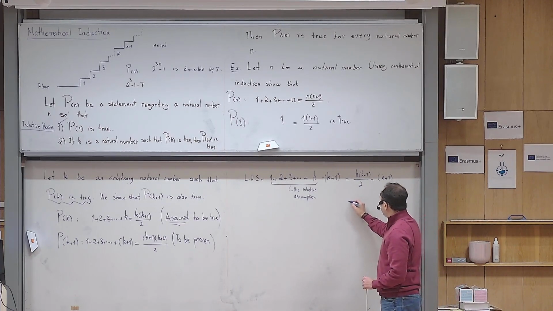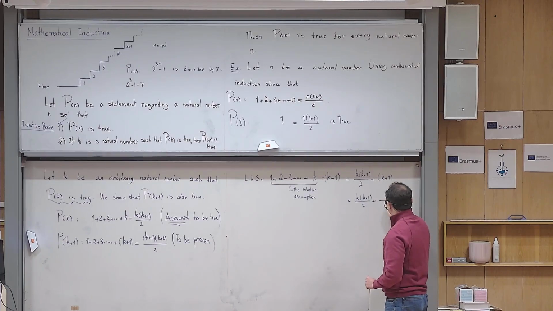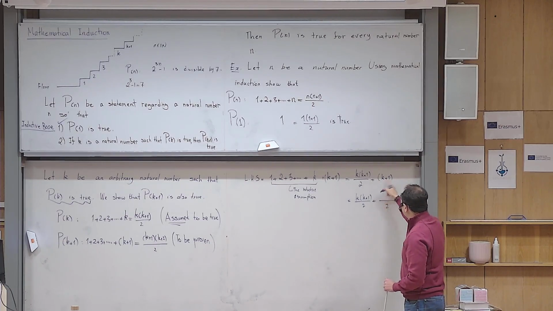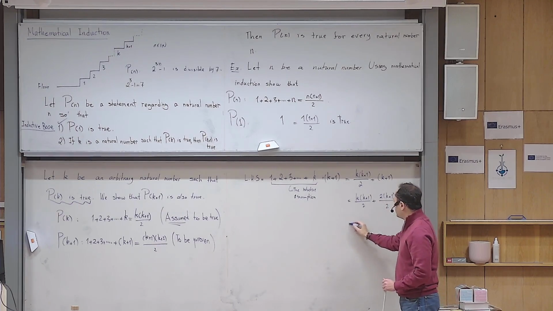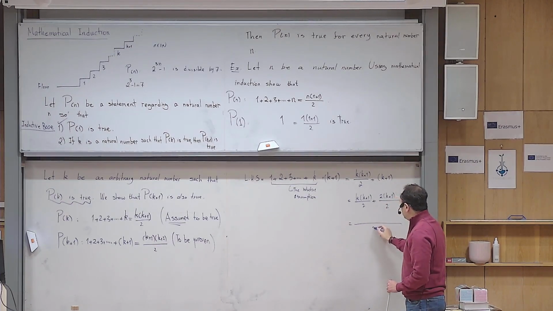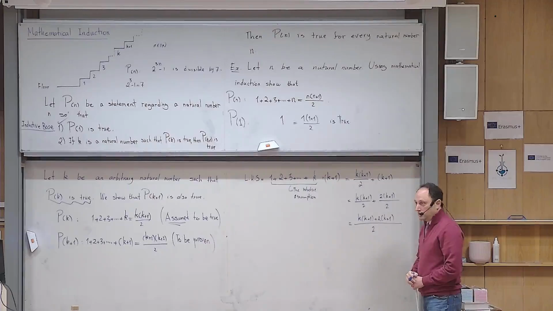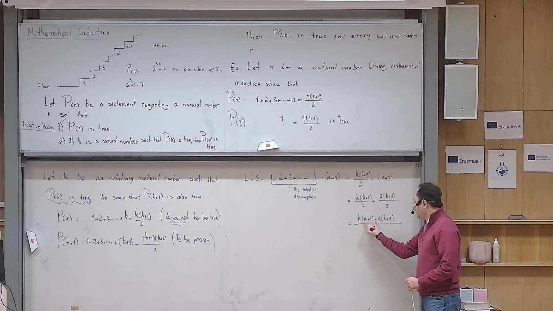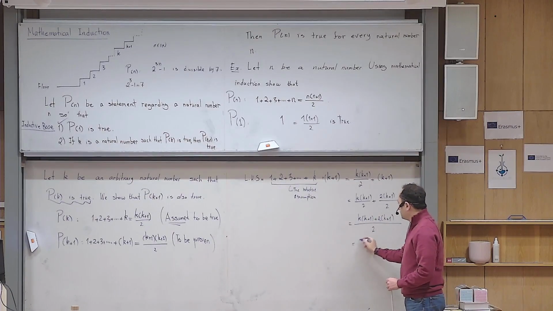So this becomes the common denominator: k times k plus 1 over 2. This I will give a denominator 2. I want to make the denominators the same, so I multiply this by 2 as well. Now that the denominators are the same, what can I do? I put 2, and then I add this one to this one. So it becomes k times k plus 1 plus 2 times k plus 1. And now k plus 1 and k plus 1 is a common factor, so I can pull it out.